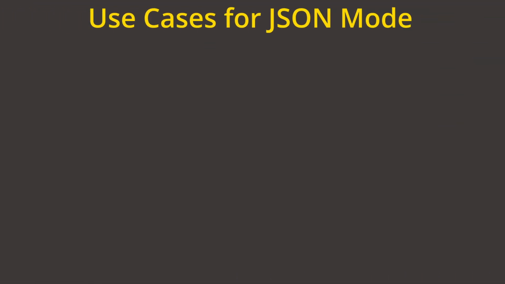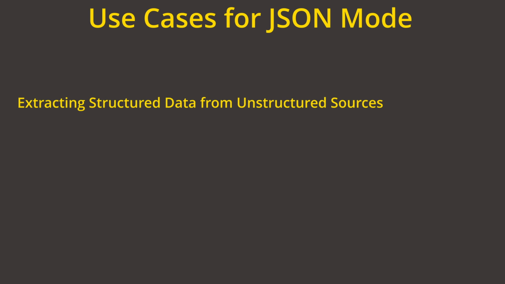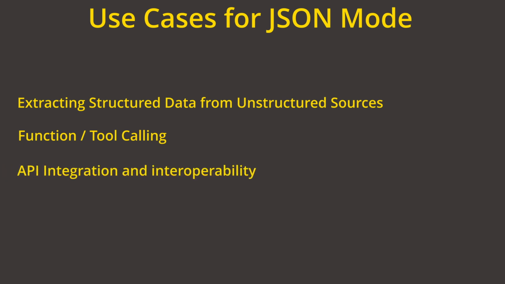Let's sum up some of the practical use cases for JSON mode. Let's start with extracting structured data from unstructured sources. Then there's function and tool calling, which I've explored in my agent videos. You can integrate APIs and make them interoperable, and you can do workflow routing. Some of these I've also explored in a different video and in an article on KNIME.